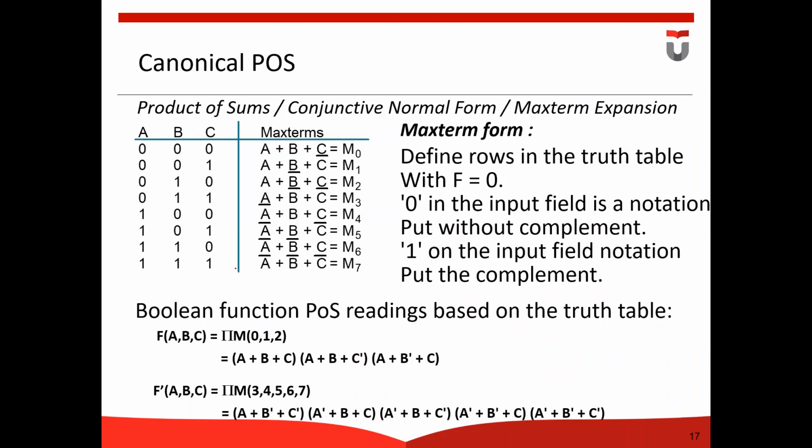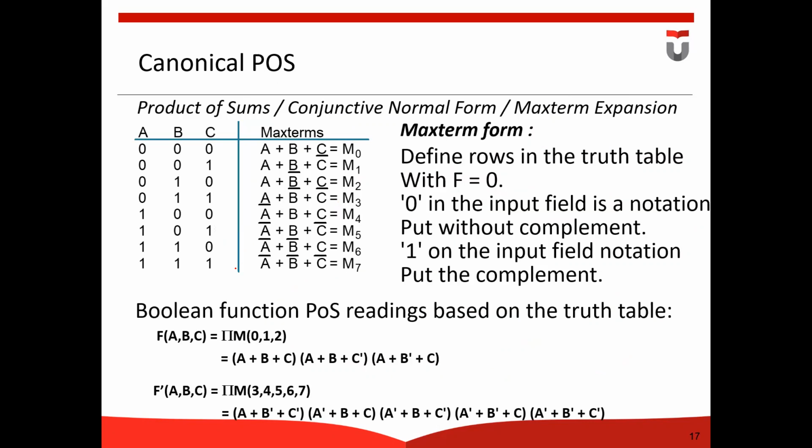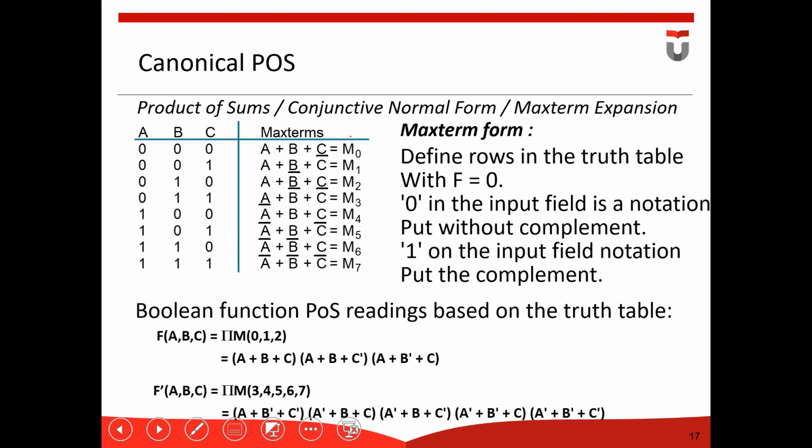Okay. Now, how about POS? Just like in SOP, we can identify the member by using the member number. However, in POS we call it max term, and in SOP we call it min terms. This is max term. And remember, it is different: in SOP we have small m, but in POS we have capital M, the big M.